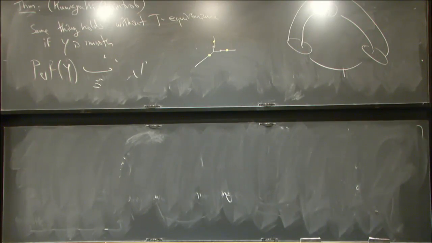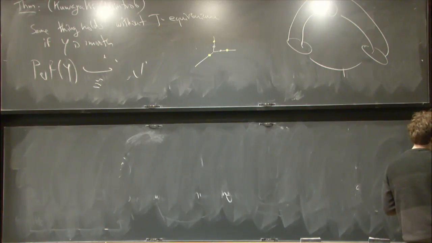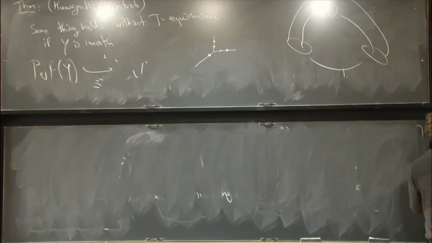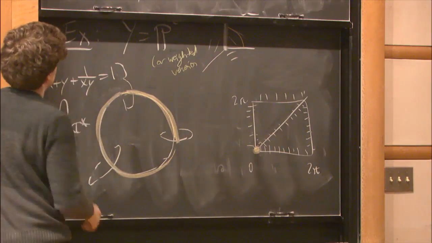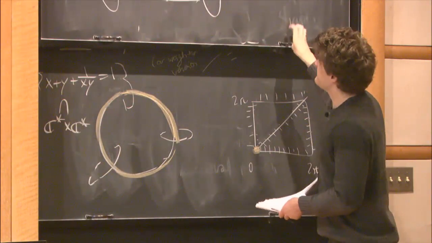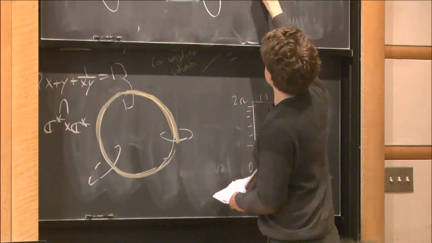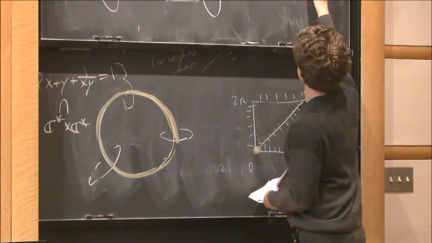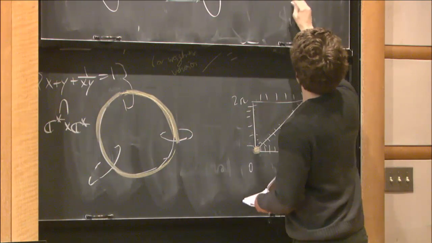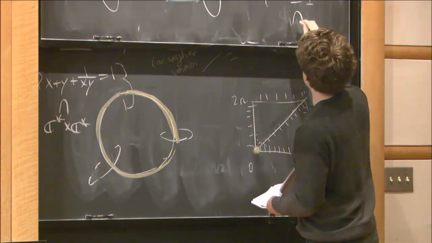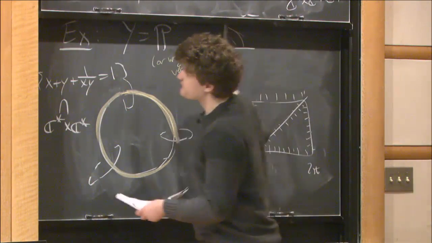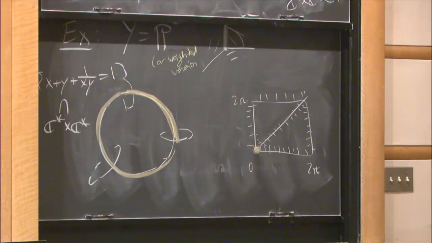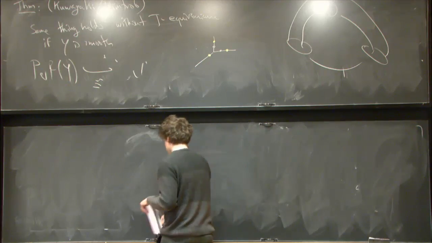It's easy to see that this picture has the homotopy type of the curve x plus y plus 1 over xy equals 1 inside of C star times C star. Maybe it's a little harder to see that this has the homotopy type of x plus y plus z plus 1 over xyz equals 1 inside of C star times C star times C star. So that's not a coincidence.